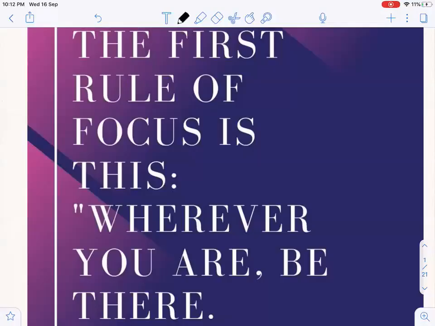Hello students. So generally we start our class with a very positive note, and this is what I thought I'll share with you. The first rule of focus is this: wherever you are, be there. Because it shouldn't happen that you are in a movie and you're thinking about your study, and when you're studying you're thinking about a movie. If you're watching a movie, then full on enjoy the movie; if you're studying, then full on study. We will do one thing at a time. So wherever you are, be there.